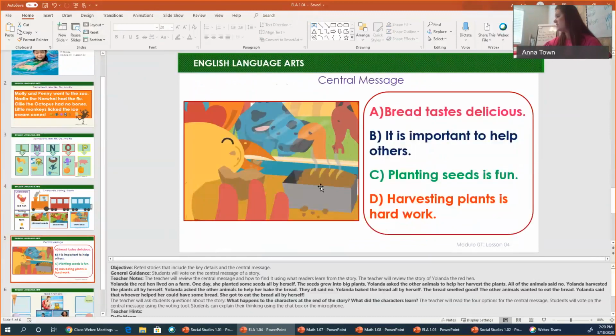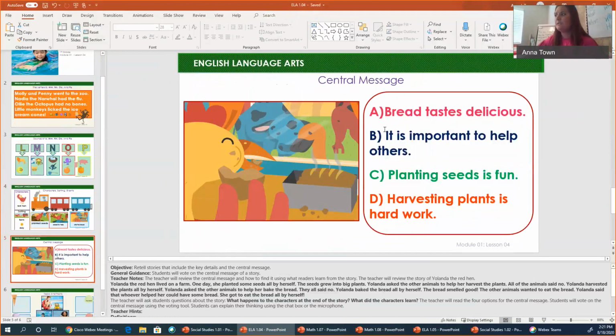Okay, boys and girls, we're going to talk about the central message. The central message is the big idea of the story. So it might not have been directly stated, but the key details of the story help us know what the central message or the big idea of our story was.